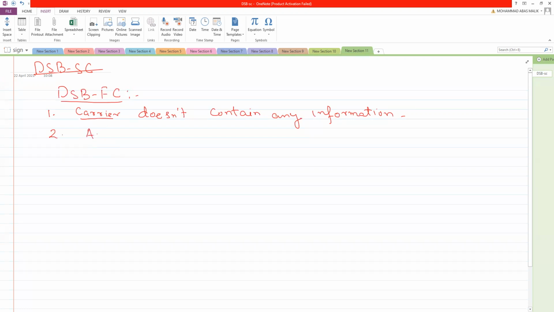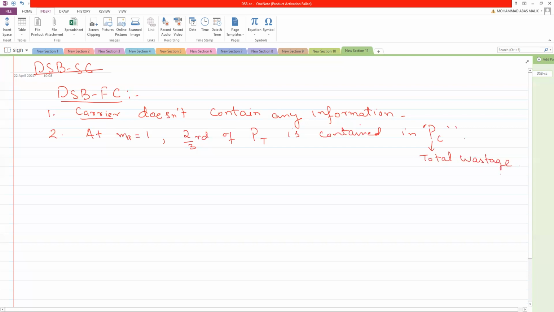Also, at mu equal to 1, that means modulation index equal to 1, that means when modulation is 100%, two-thirds of total power, that we have already done with these expressions, is contained in carrier power. So these are the two biggest disadvantages, which is total wastage, obviously.